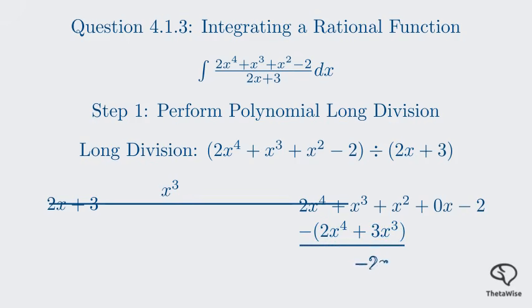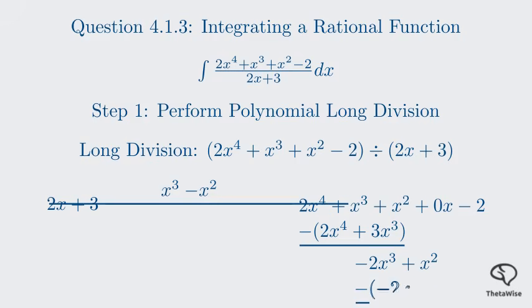2x to the 4th minus 2x to the 4th is 0. x cubed minus 3x cubed is negative 2x cubed. We bring down the next term, x squared. Now we ask, what do we multiply 2x by to get negative 2x cubed? The answer is negative x squared. We write this next in our quotient.